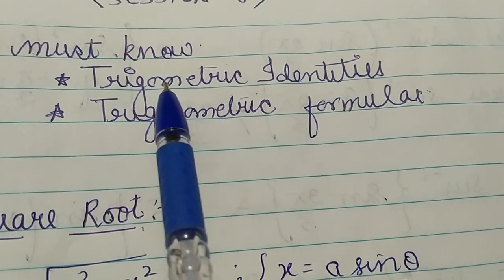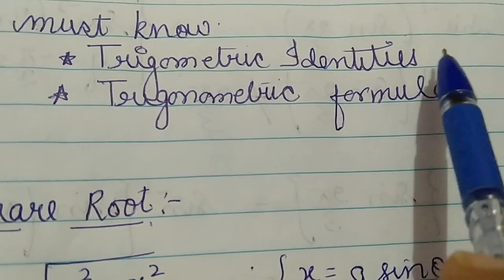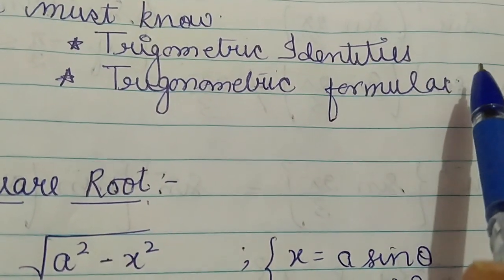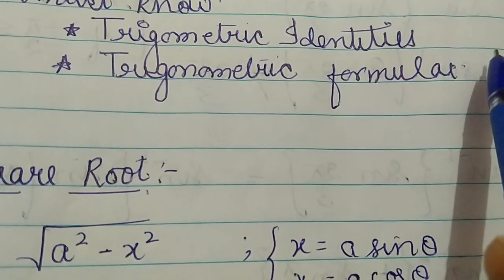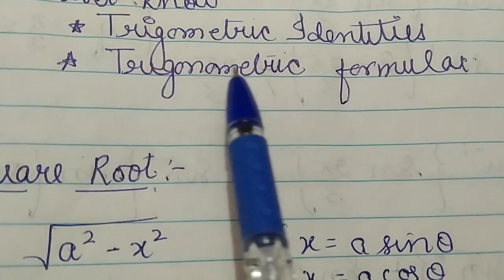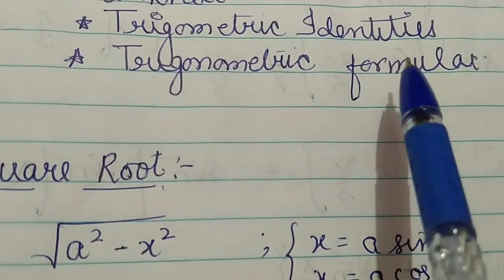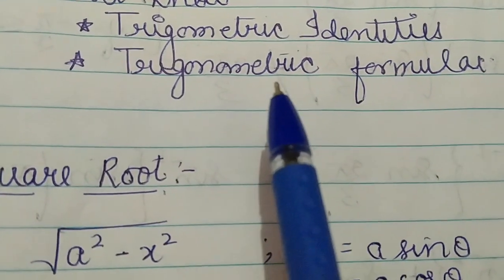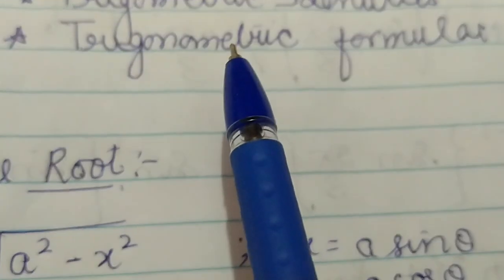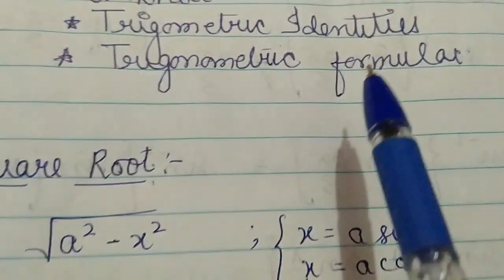First, we must have knowledge of trigonometric identities. That means sin square theta plus cos square theta equals 1, 1 plus tan square theta equals sec square theta, and 1 plus cot square theta equals cosec square theta. And we must have knowledge of the trigonometric formulas which we have already studied in class 11th. That means the formulas of sin(a plus b), sin(a minus b), cos(a plus b), cos(a minus b), tan(a plus b), tan(a minus b), and so on.